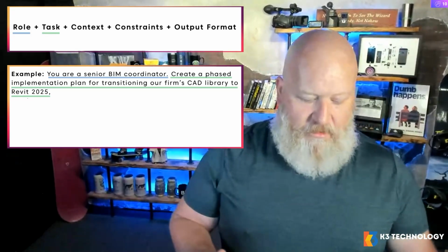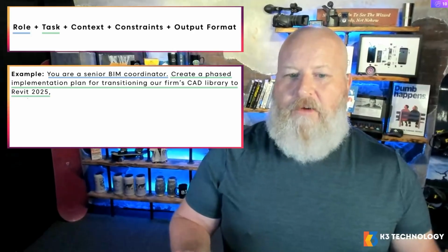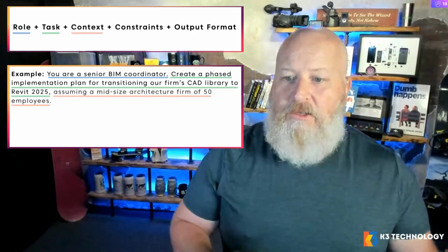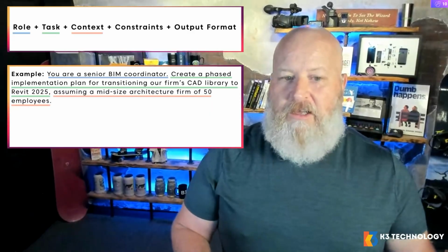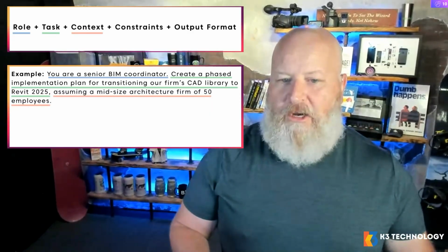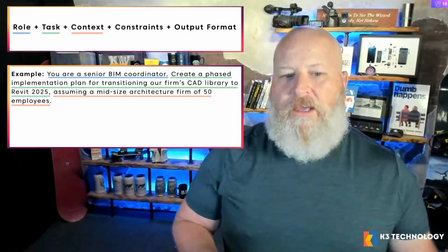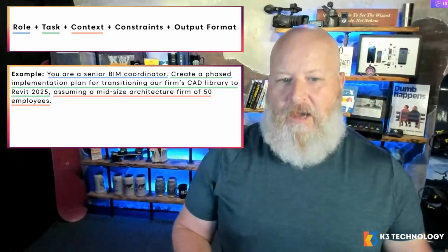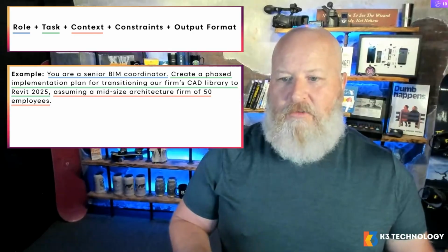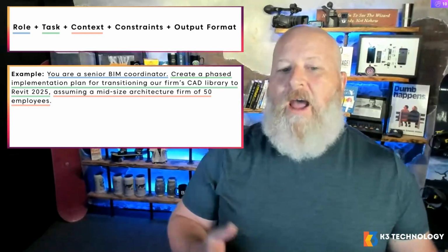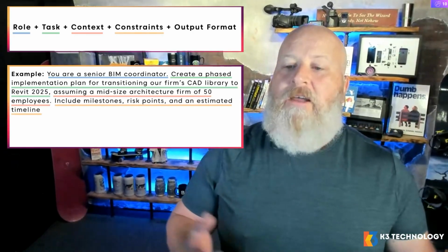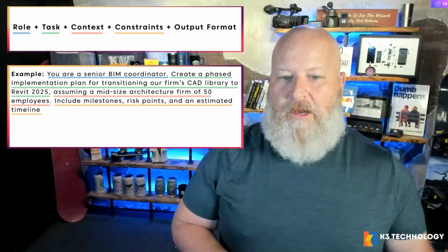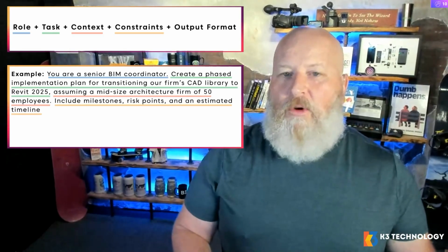But let's give it a little bit of a fighting chance here with giving it a little bit of context. So the context is, assuming a mid-sized architecture firm of 20 employees, including milestones, risk points, and an estimated timeline. That's the context, or 50 employees. And then the constraints that you would build around it is, include the milestones, include the risk points, and give an estimated timeline. And then how do you want that format?